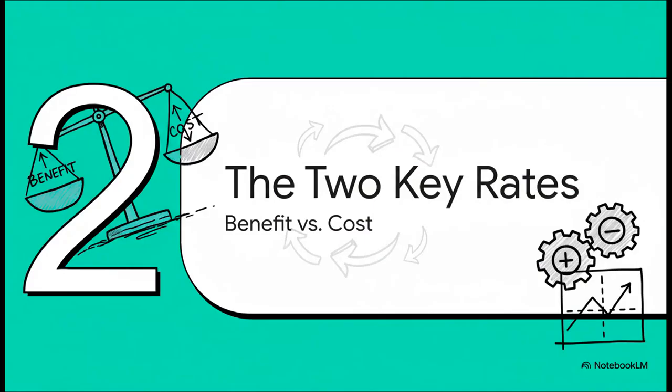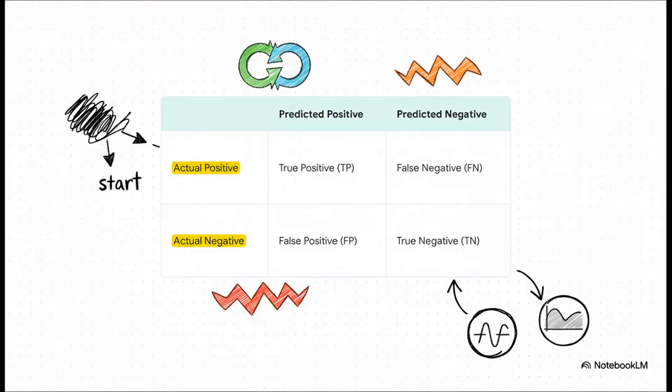Okay, so if accuracy has these massive blind spots, what do we use instead? Well, we need a way to measure the trade-offs. And this brings us to two really important rates that help us weigh the benefit of getting something right against the cost of getting it wrong. And it all starts right here with something called the confusion matrix. It's just a simple table, really, that sorts all our model's predictions into four neat little buckets: the stuff it got right and the stuff it got wrong, broken down by what the real answer was. And from this simple table, we can calculate our two crucial rates.